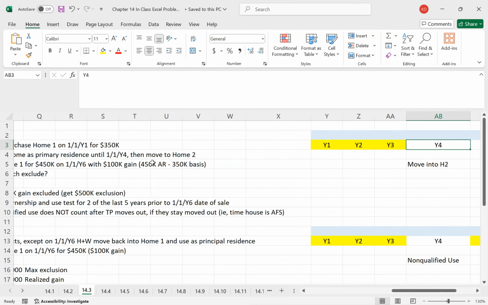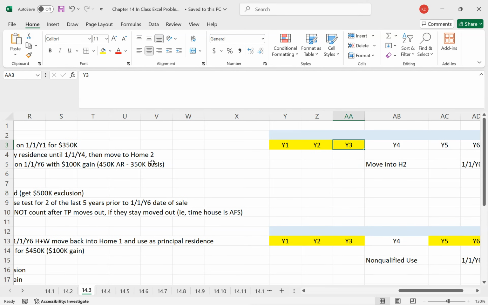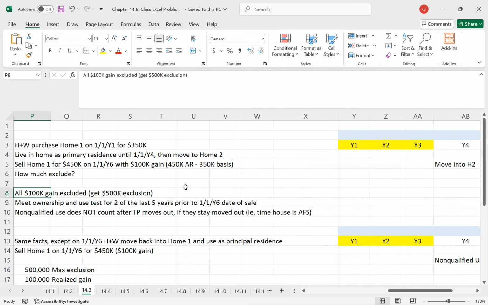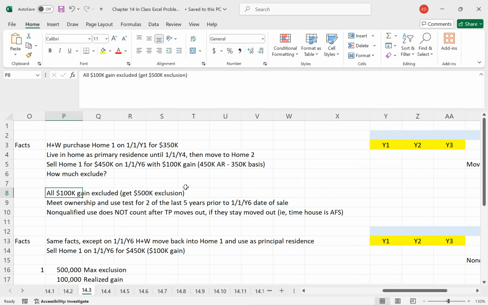So in other words, if we look at this fact set here, years 1, 2, and 3, they live in it as primary residence. They move into home 2 in year 4. They sell home 1, that yellow guy, on 1/1/6. So basically, we sell it here. We go back 5 years. Did we live in it? Did we meet the use and residence test for the last 2 of the last 5 years?